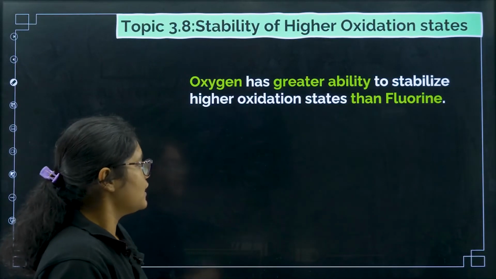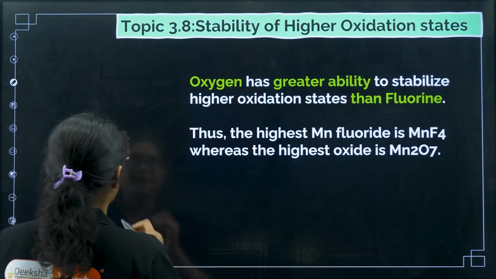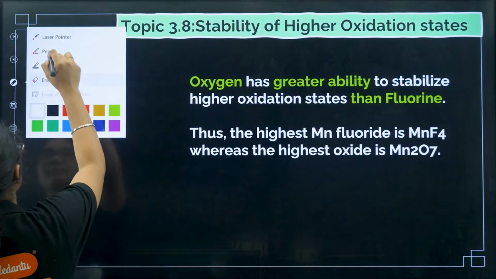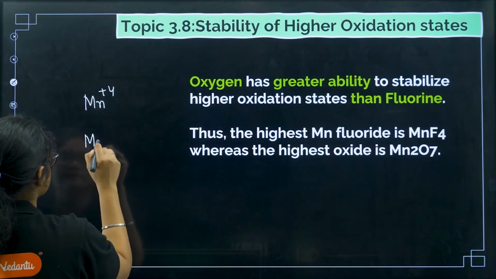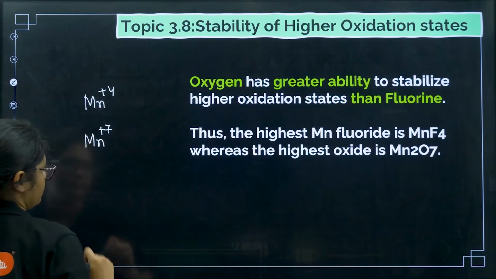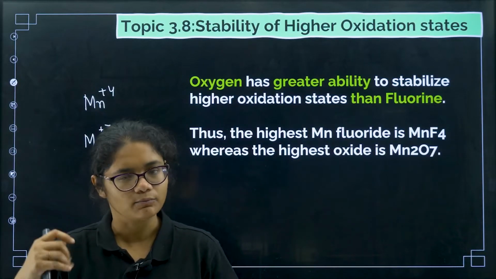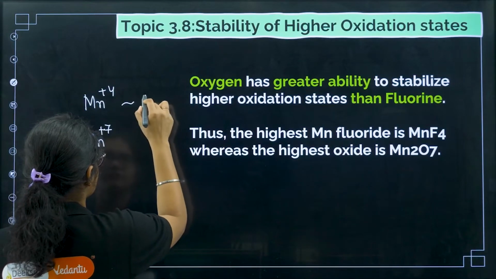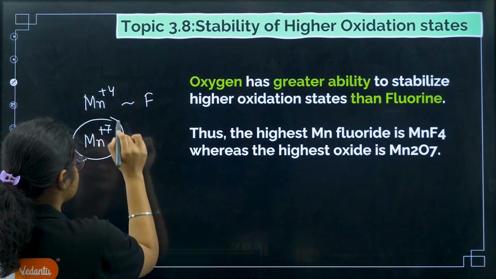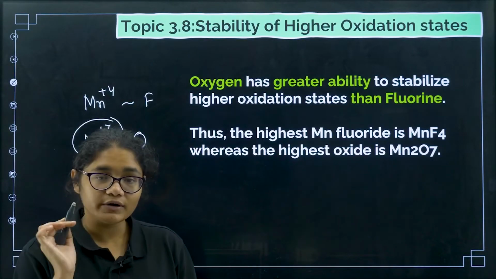Now if you see manganese, manganese can exist in the +4 state and also in the +7 state. Both are higher oxidation states. In the +4 state, manganese can manage with fluorine, but when it comes to the +7 state, it forms bonds only with oxygen, right? Only with oxygen.